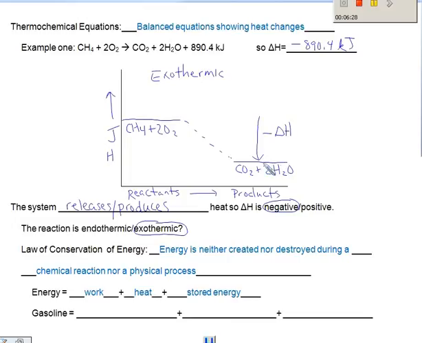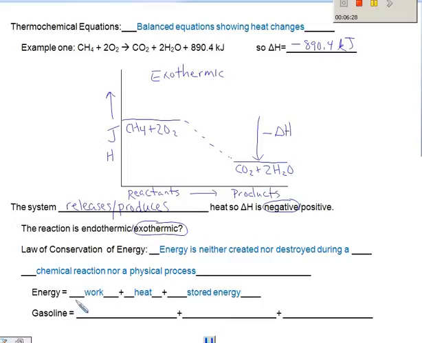So this here is stored energy. So we have this distance is still stored energy. And this distance here was the heat that we lost to the universe. So the law of conservation of energy says that the heat in the universe plus our system has to stay constant. So this was lost to the surroundings. This stays in the system.